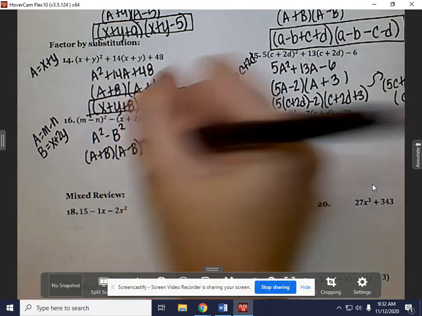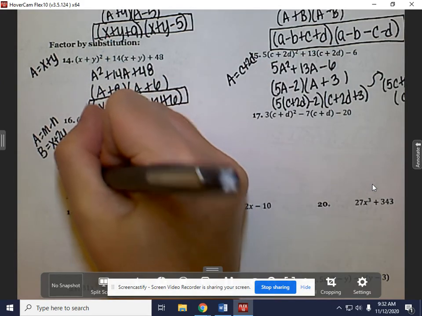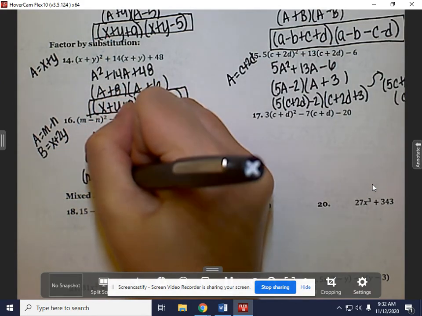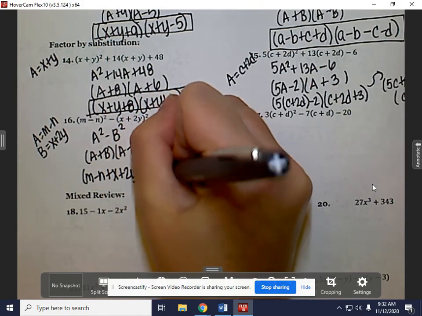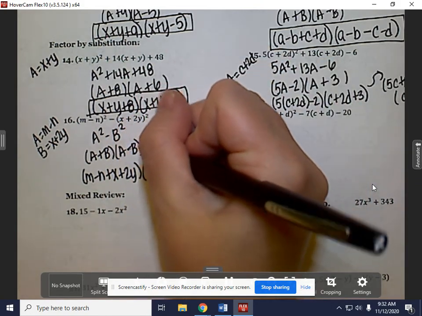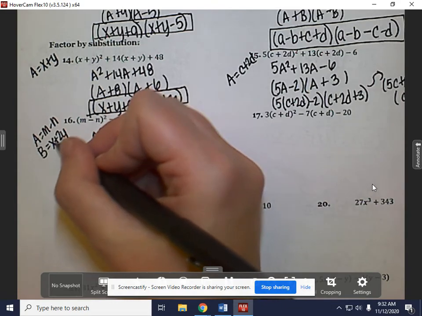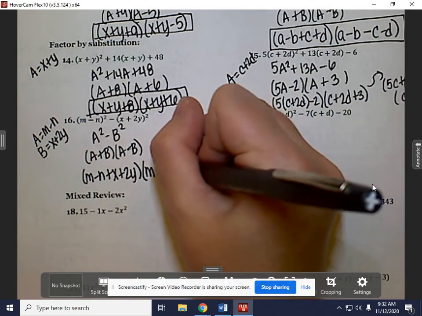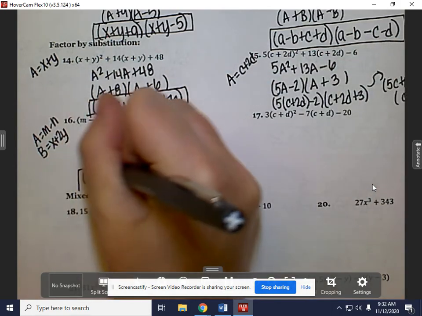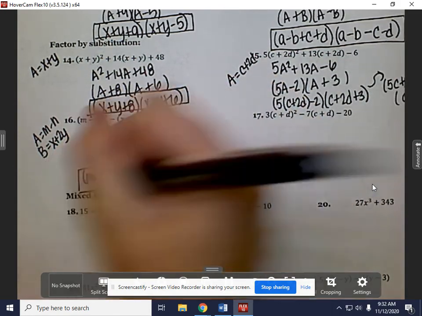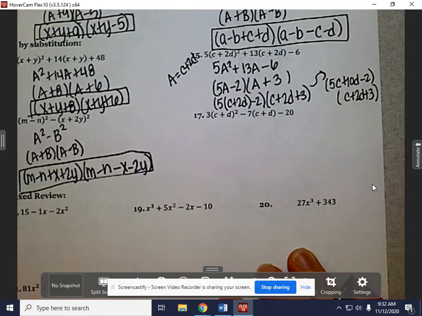And then we can throw back in our binomials. So that would be m minus n plus x plus 2y, and then m minus n, make sure you're subtracting b, which is a binomial. So both of those need to be subtracted. So that would be minus x minus 2y. So just as a reminder, we want to be on the lookout. Those are the little mistakes people make.